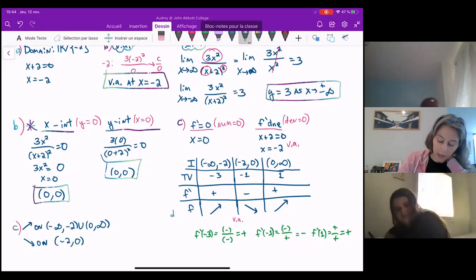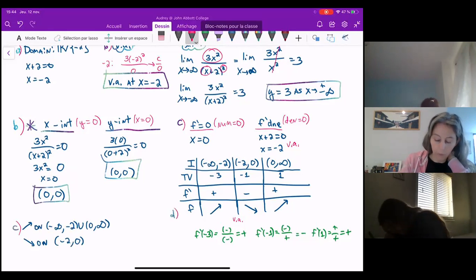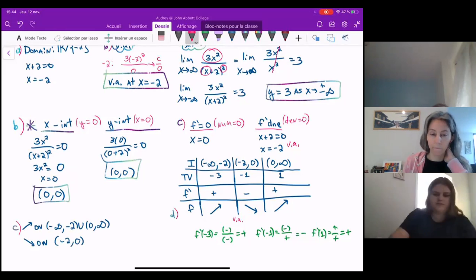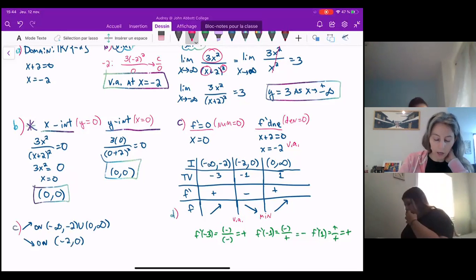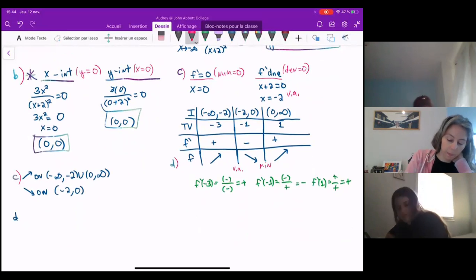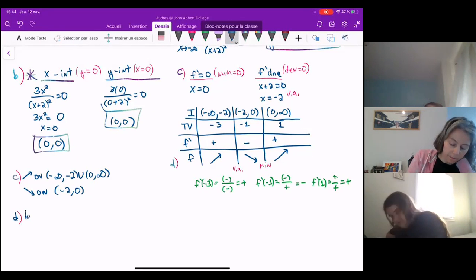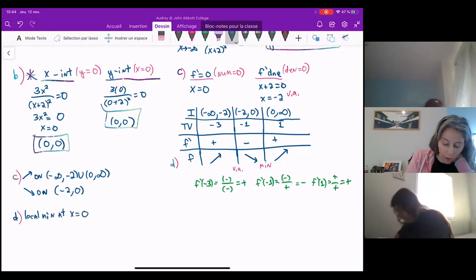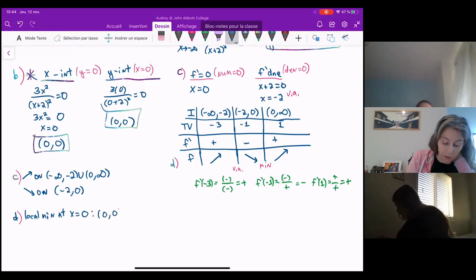Then for part D, what do I have happening at 0? You got it. That goes from decreasing to increasing, so that's a min. So for D here, I have a local min at x equals 0, which I already plugged in. I know that's (0, 0). That's also my intercept. So my local min is at (0, 0).